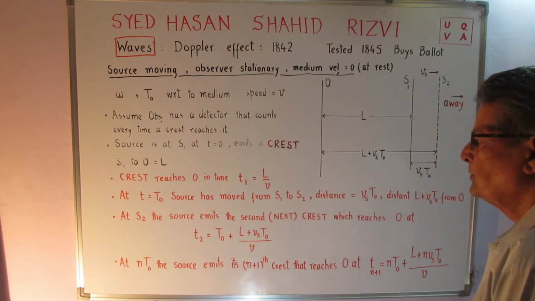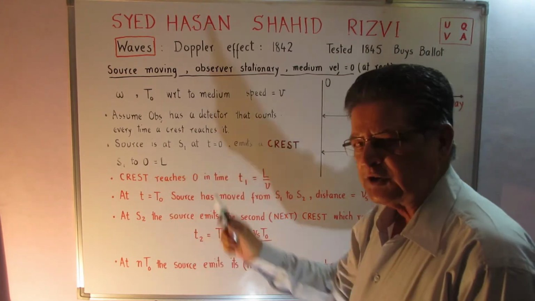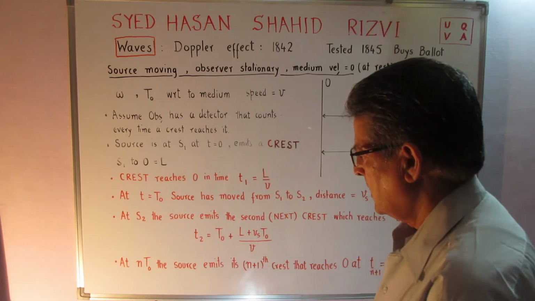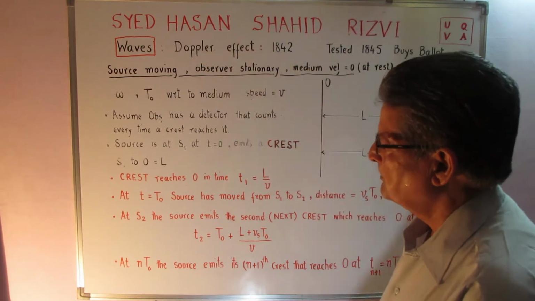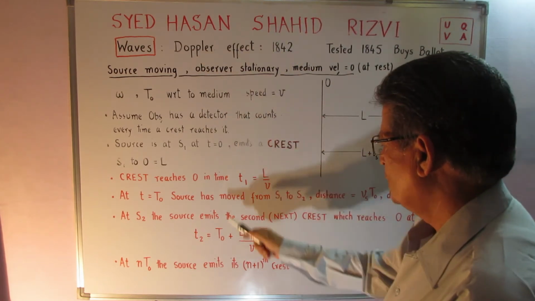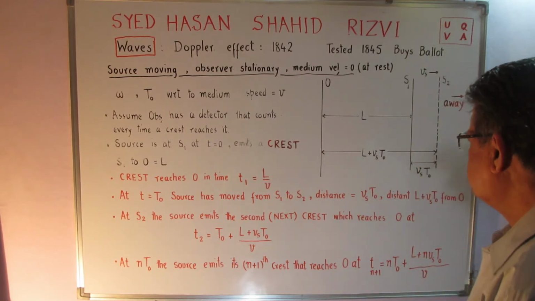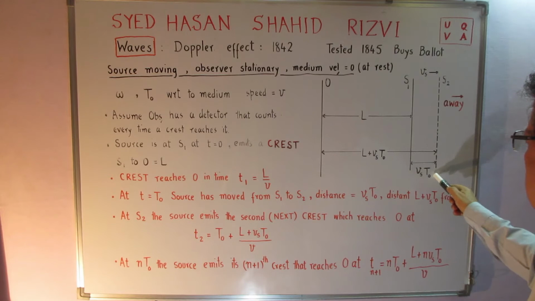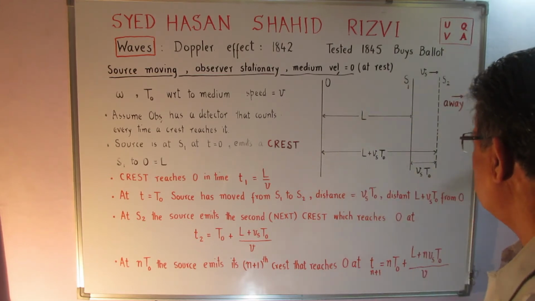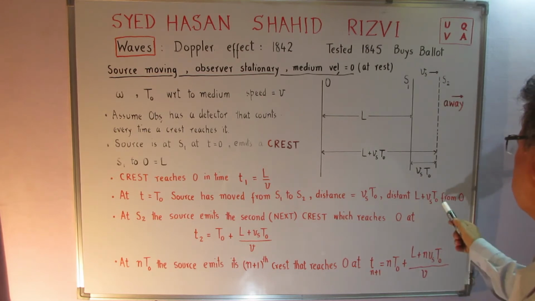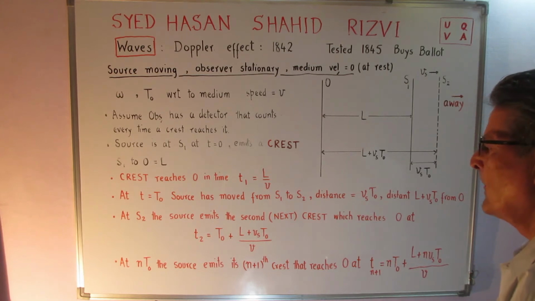So at t equal to T naught, the time period of the wave, the source has moved from S1 to S2, which is a distance equal to Vs times T naught, and the distance from the observer becomes L plus Vs T naught. Okay, it's very simple, no problem.